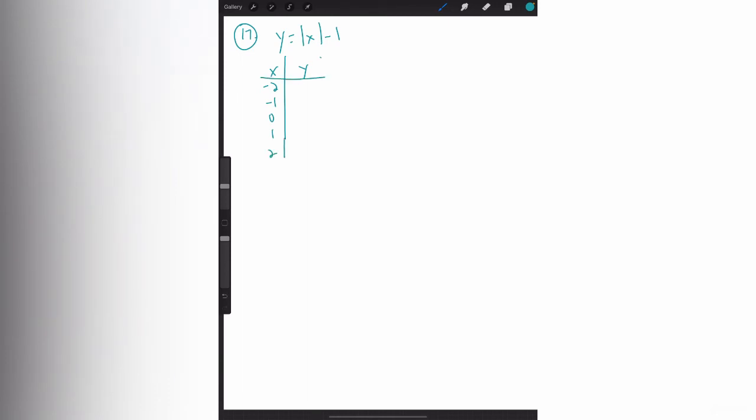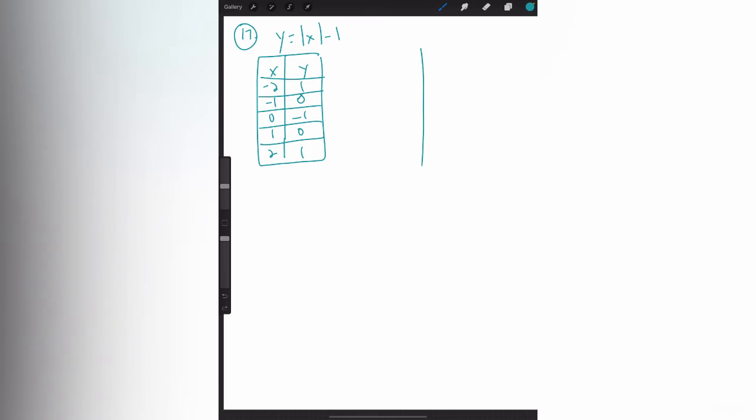And then go ahead and draw this. Make my table. And I'll say, all right, I'll go ahead and add each one. -2, the absolute value of -2 is 2. 2 minus 1 is 1. 1 minus 1 is 0. 0 minus 1 is -1. 1 minus 1 is 0. 2 minus 1 is 1. Okay, so I can now graph.